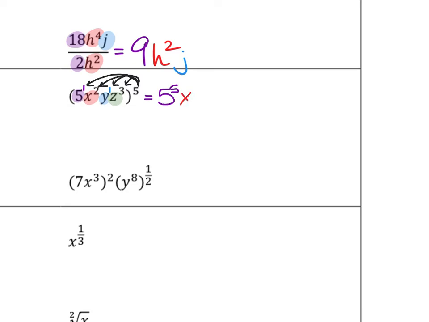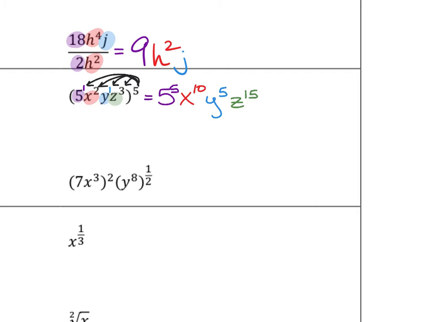It's going to be x raised to the 10th power, 2 times 5. It's going to be y raised to the 5th power, 1 times 5. And it's going to be z raised to the 15th power, 3 times 5. Now that's an acceptable answer, but it's not actually simplified.